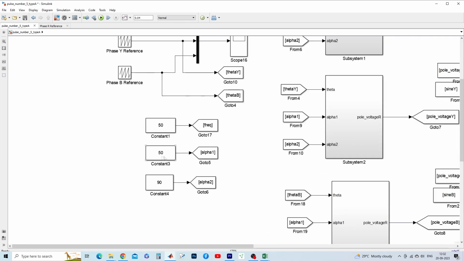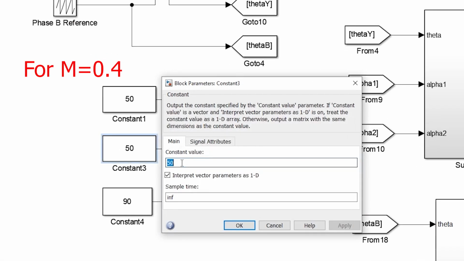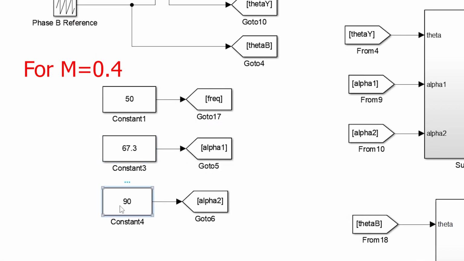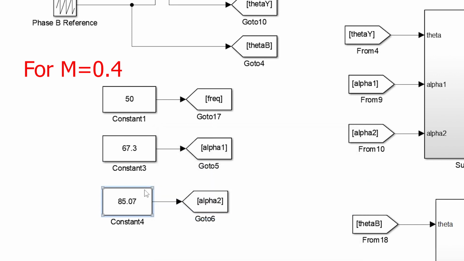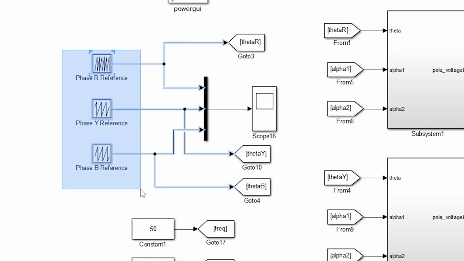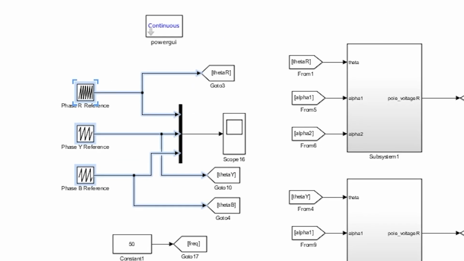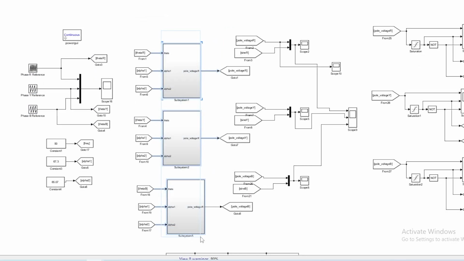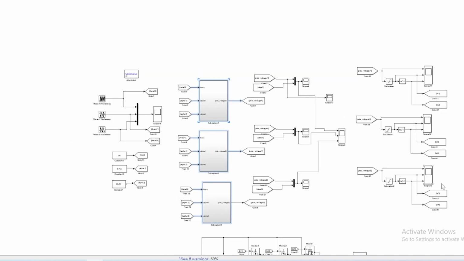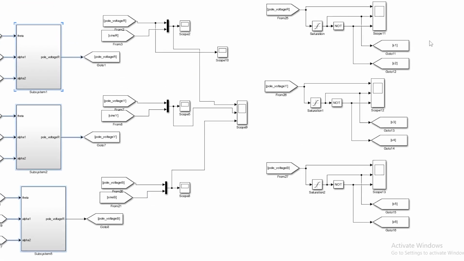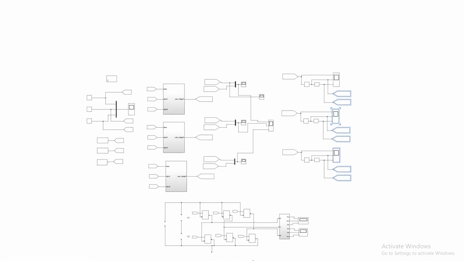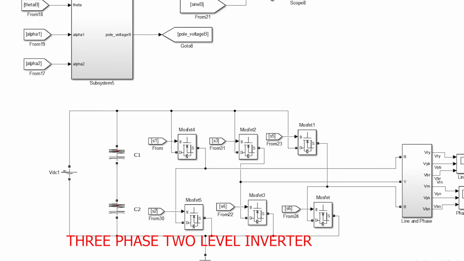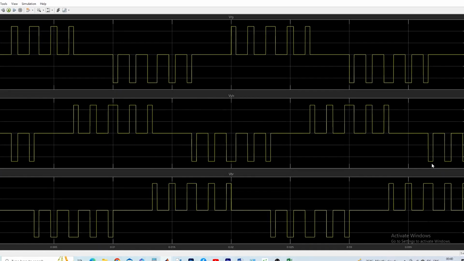Now this is a Simulink model where we can test the values obtained from the program. We give the input values for alpha 1 and alpha 2. These blocks generate the reference signals for phase R, Y and B with 120 degrees phase difference. These signals are given as input to the respective switching subsystems. Here we obtain the switching signals which are finally fed to the 3-phase, 2-level inverter model. Let us check the output line voltage in the scope.